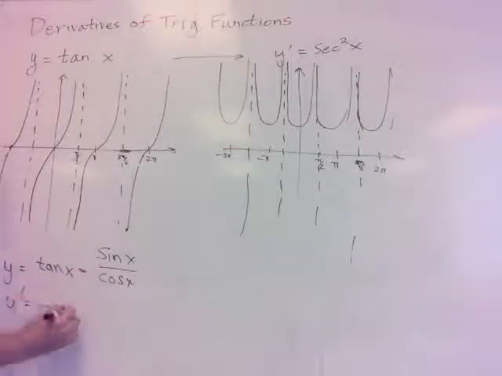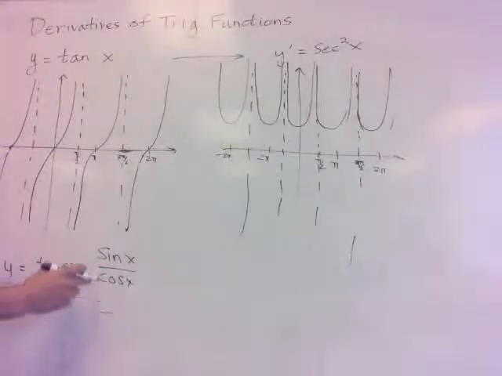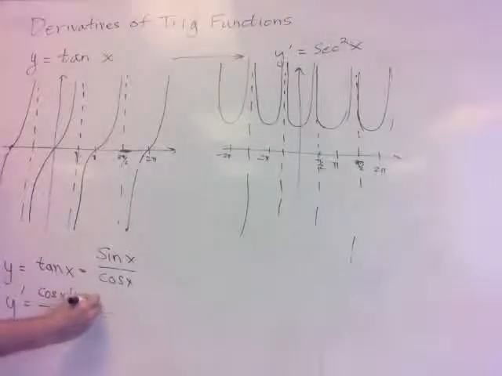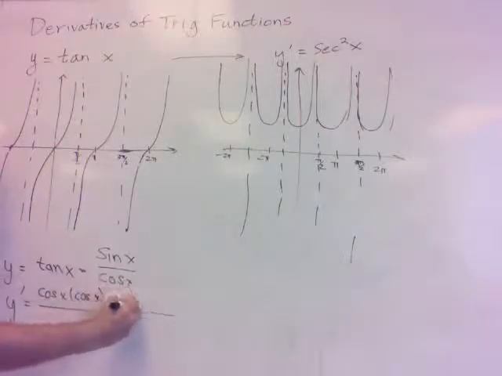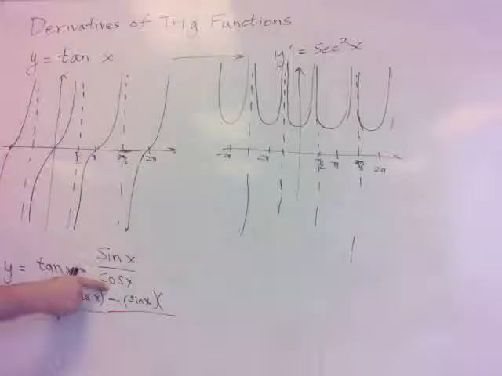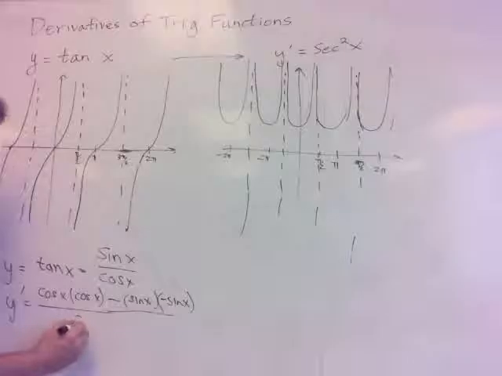You should be able to do that. Low d high minus high d low thing. Okay, so it's low, cosine, times d of the high. What's the derivative of sine? Cosine. Minus high, sine of x, times the derivative of low. What's the derivative of cosine? We just said that. Negative sine, over low squared.